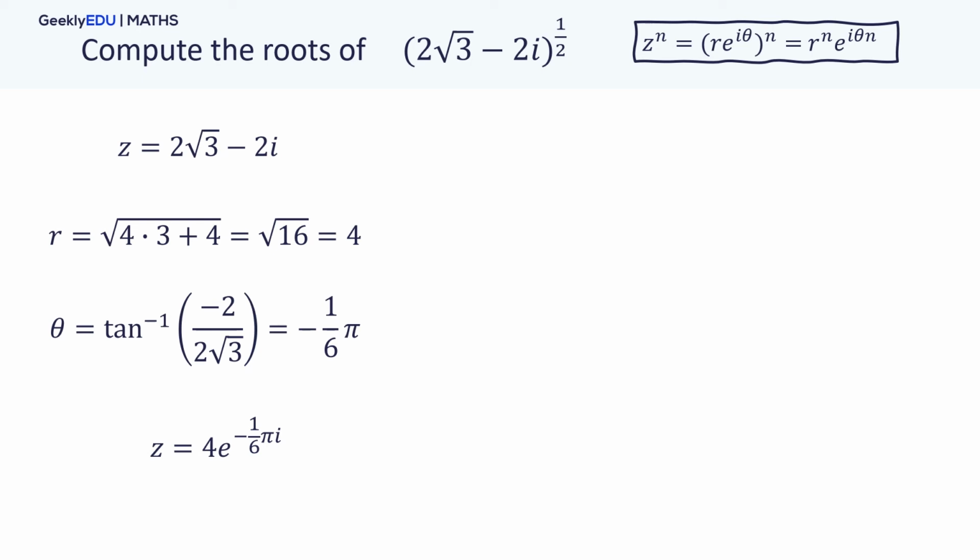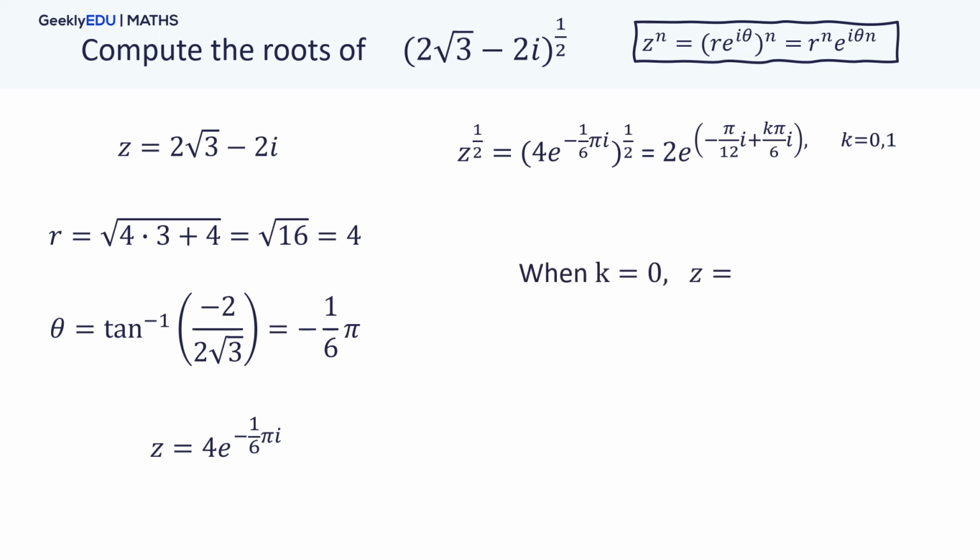The next step is to apply the power to both sides of this equation. And the problem is asking us for two roots. So k is equal to 0 and 1. For the first root, k is equal to 0, we only have to substitute this k in the formula, and also for the second root, we substitute k equal to 1. And these are our two roots for this problem.